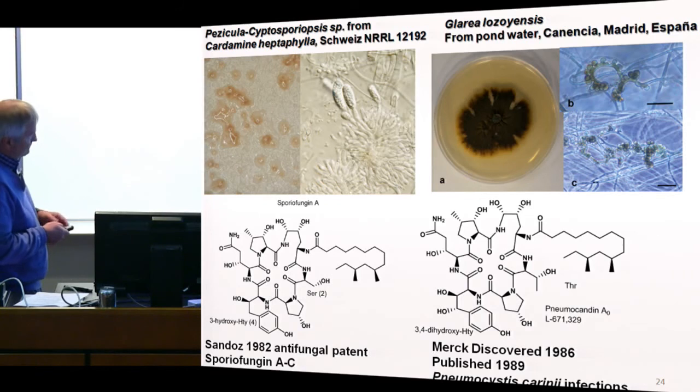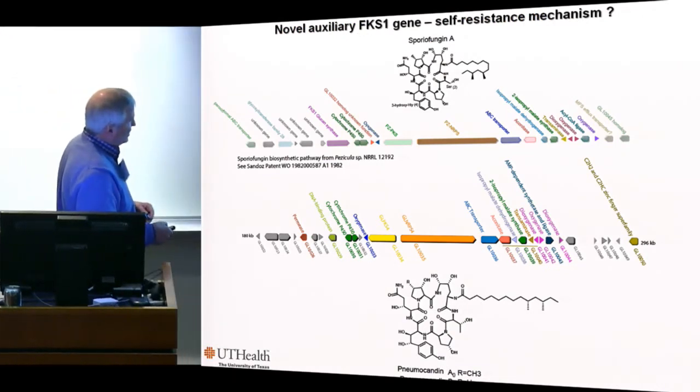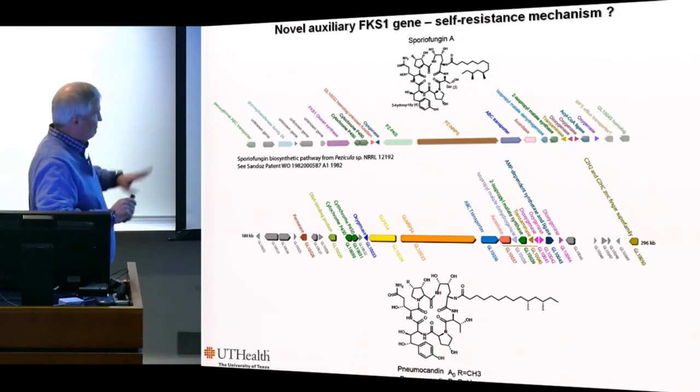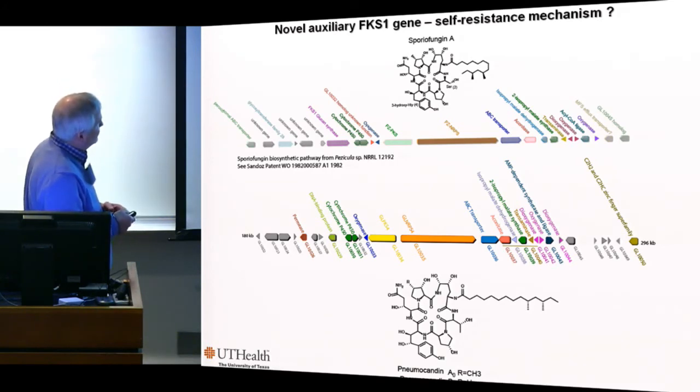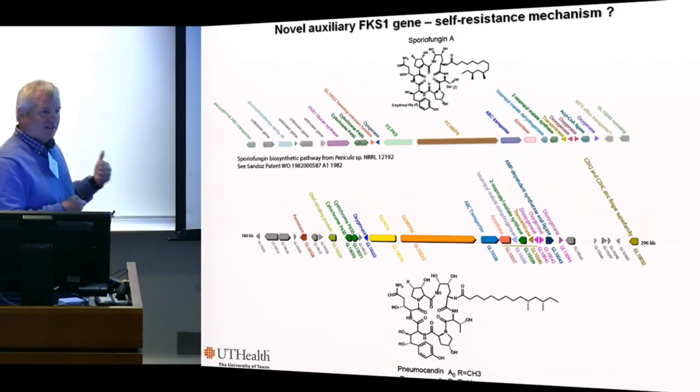So here's the fungus. Here's the Merck fungus. So you can see these molecules were almost the same. So Sandoz essentially had pneumocandin before Merck did. And so the gene clusters, here's the pneumocandin gene cluster again, and up here is the sporophungin gene cluster. The microsynteny is the same. And if you go down through here, I should have colored it different. Right upstream of the P450s, there is an extra copy of FKS1.